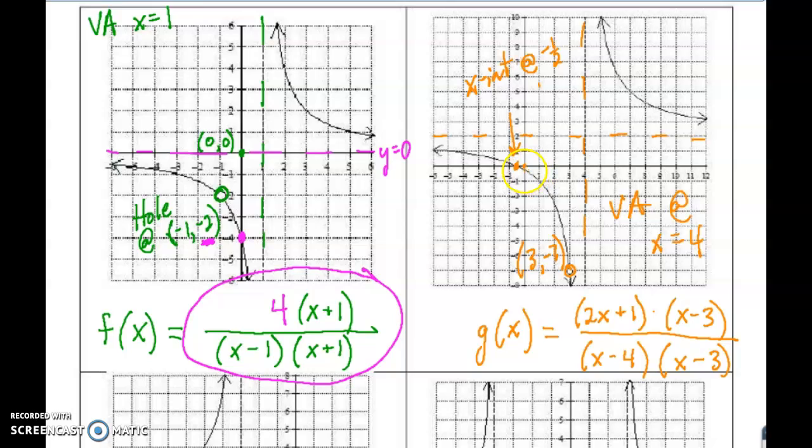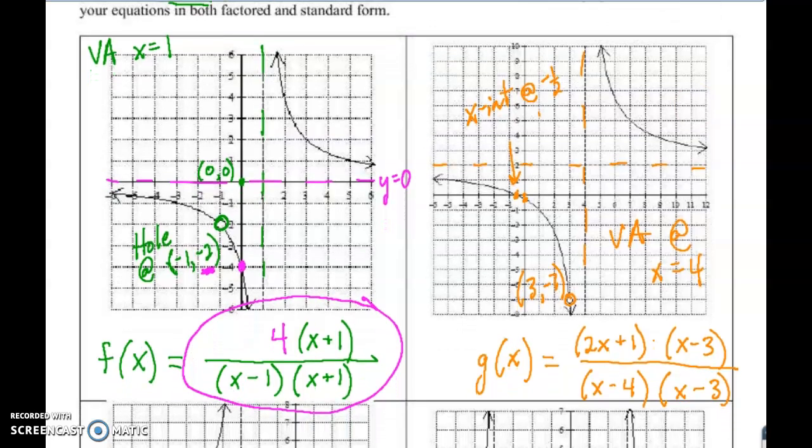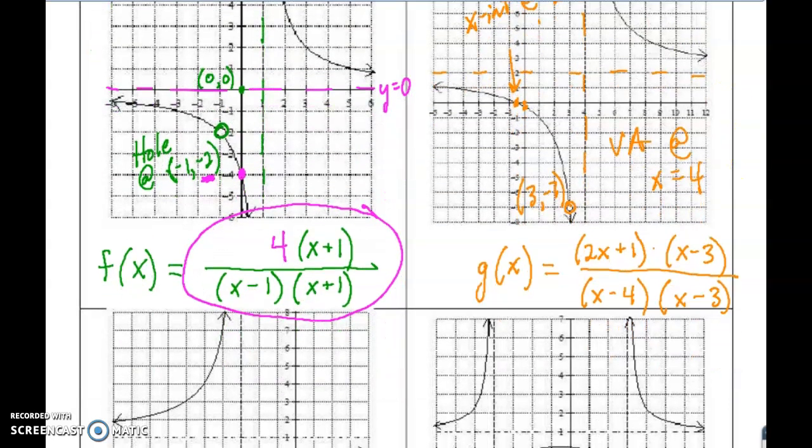Because if you look at the y-intercept, it looks like it's just a negative value. Well, if you plug in zeros for your x's, you'd have negative 3 over positive 12. So that's sort of confirmed there. If you were to get this into standard form, you'd have leading coefficients of 2 over 1, which would confirm the horizontal asymptote. The only thing I'm seeing here is I did not follow the directions where it says to write in factored form and standard form. So I should have done that.